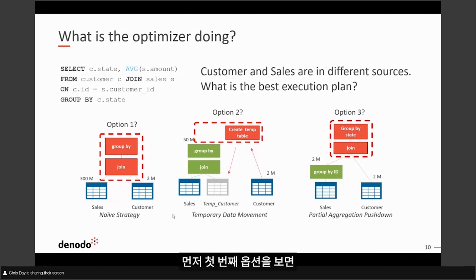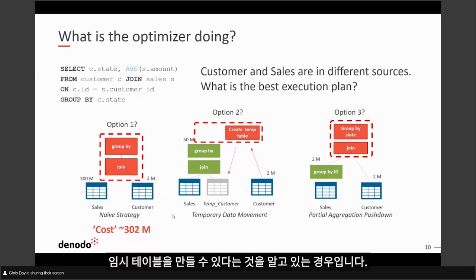So if we take a look at option 1, is where we have the sales system with 300 million rows, the customer system with 2 million rows, and the option is to bring all the data back into the system before doing the joins and the groups. We could say the cost of doing this is about 302 million rows of data movement. So that's our baseline.